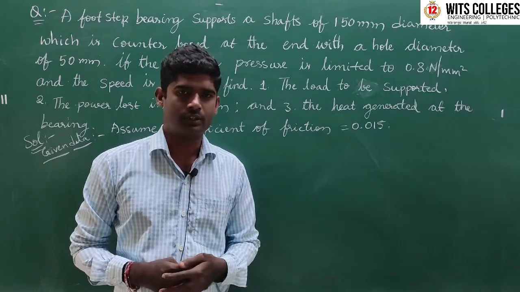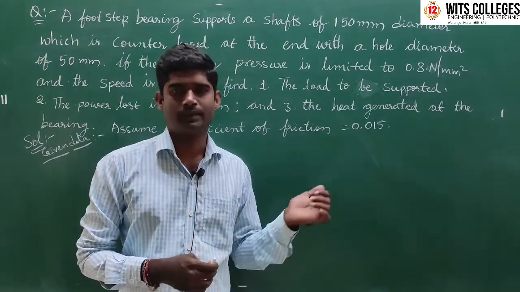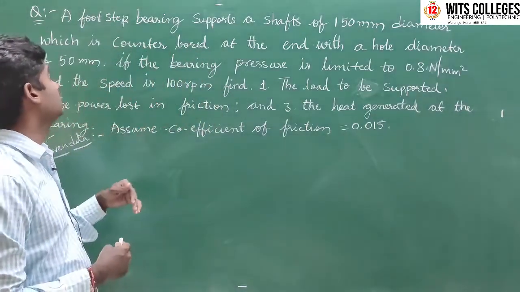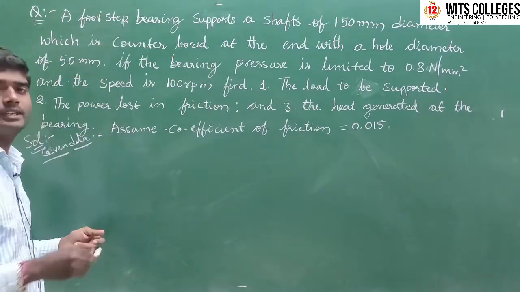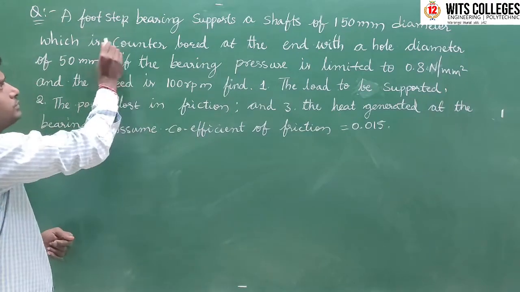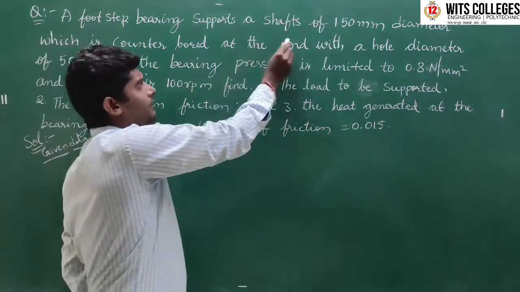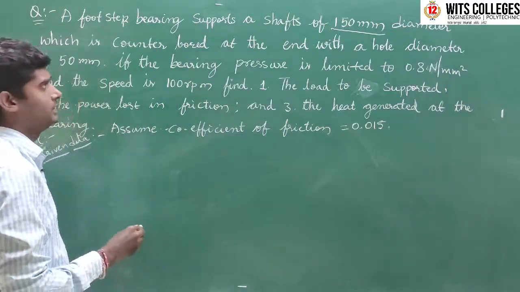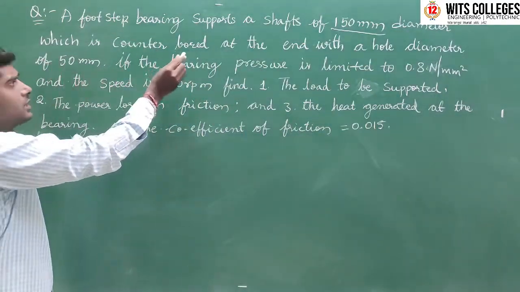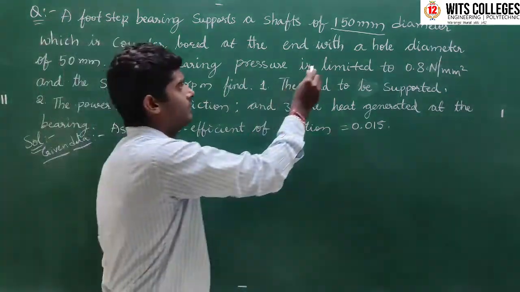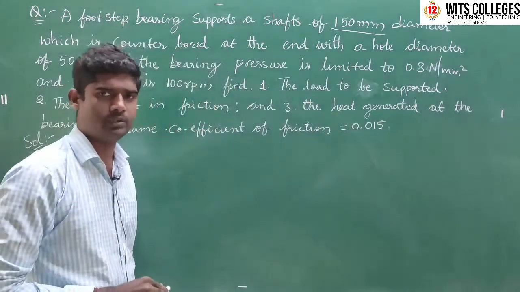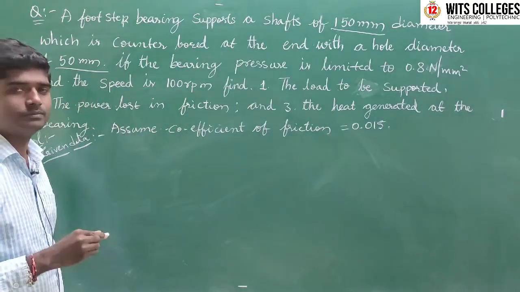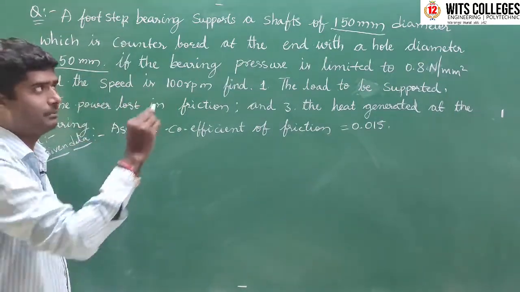Welcome to WITS Connect. Today we are going to discuss one of the important problems in bearings. First of all, this is a four-step bearing problem. A four-step bearing supports a shaft of 150 mm diameter, with a counterbore hole at the end of diameter 50 mm, so there are two diameters, capital R and small r.